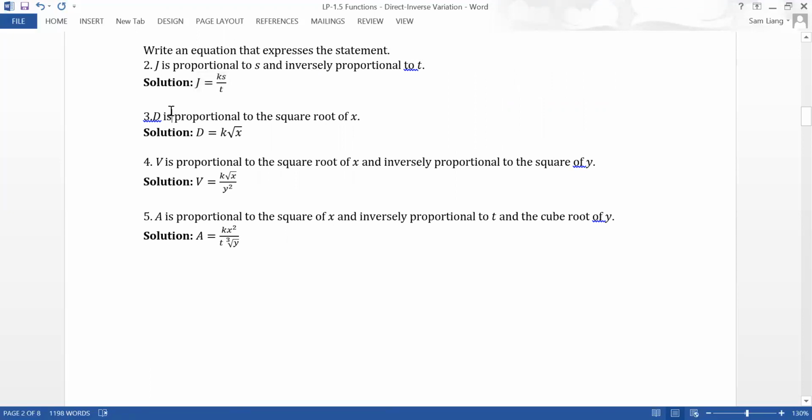Then question 3, D is proportional to the square root of X. So this is pretty simple. It's just D equals K, except now it's the square root of X. So instead of just X, you just write the square root of X. Okay, so D equals K times the square root of X for 3.